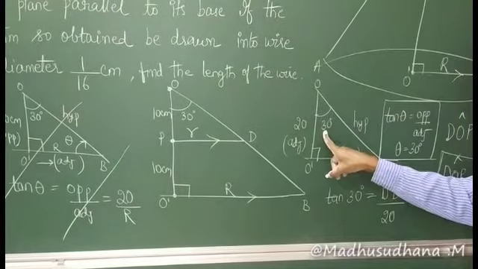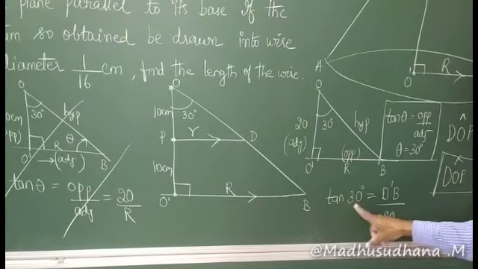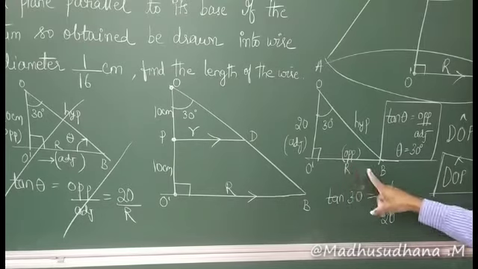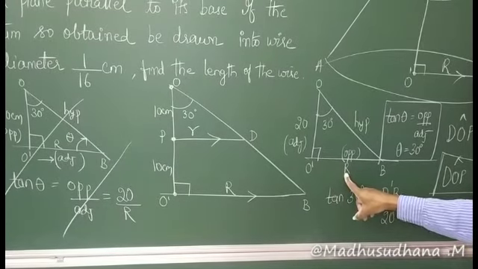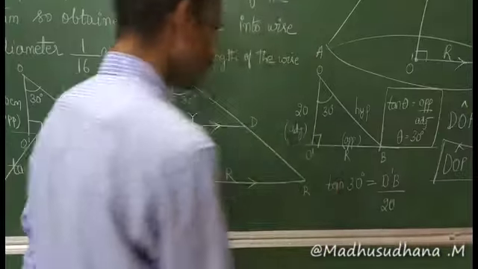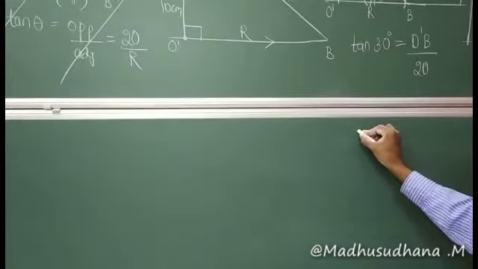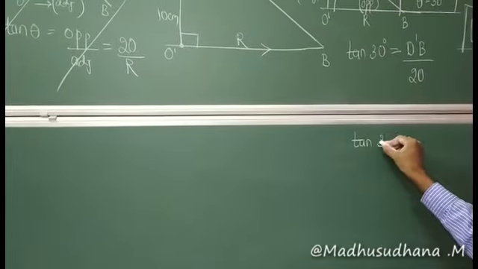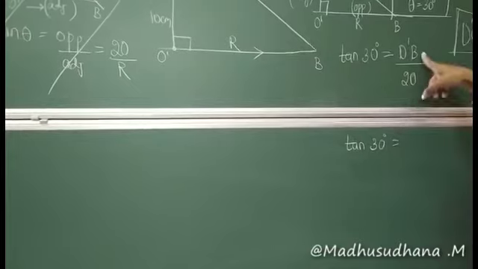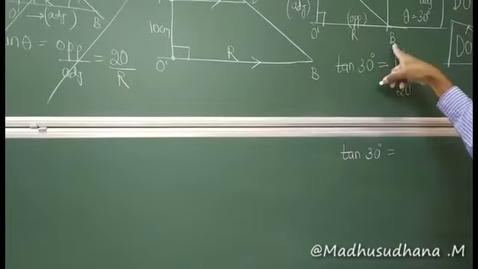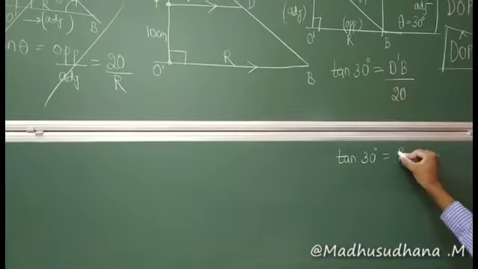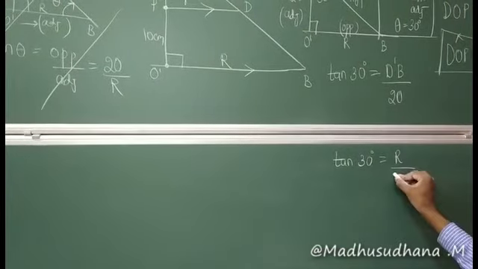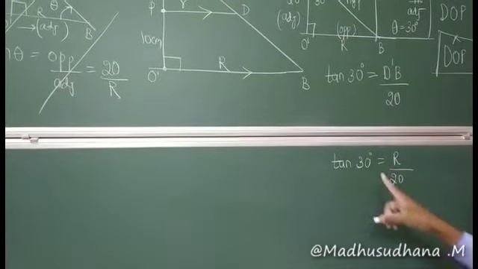So tan 30 equals O dash B. O dash B is my R here. So let me write tan 30 degrees, which is equal to O dash B. O dash B is your capital R. So let me write R divided by, this is 20. Followed it? So tan 30 degrees.